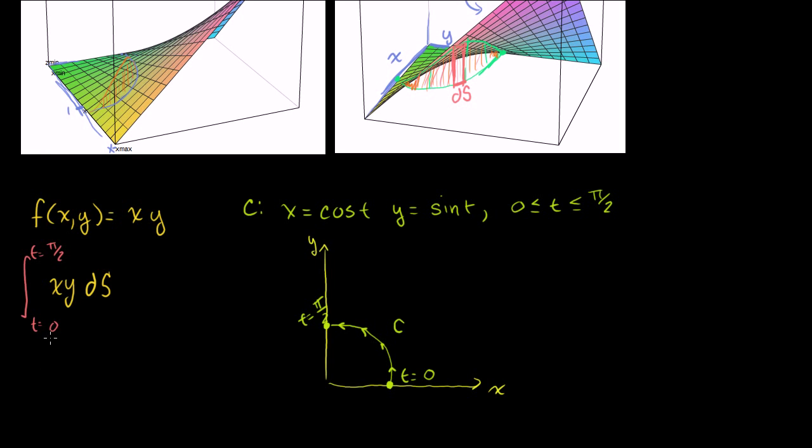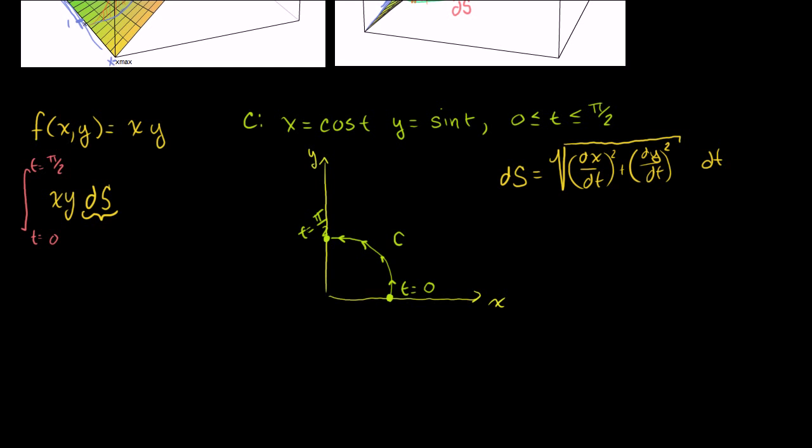This is all a little bit of review of the last video. We figured out in the last video that this change in arc length, ds, we could rewrite as the square root of the derivative of x with respect to t squared plus the derivative of y with respect to t squared, and then all of that times dt. I'm just rebuilding the formula that we got in the last video. So this expression can be rewritten as the integral from t equals 0 to t equals pi over 2 of xy times ds.